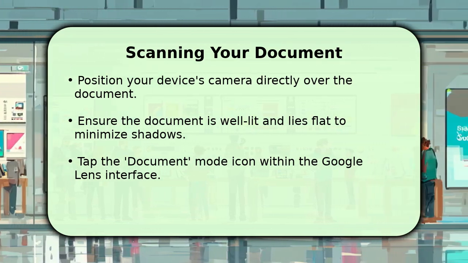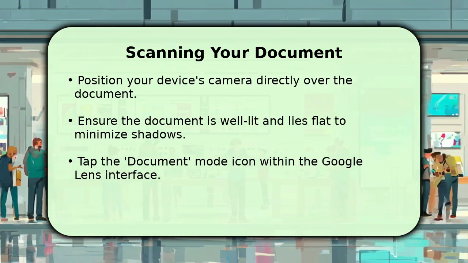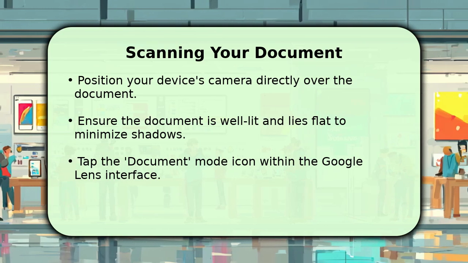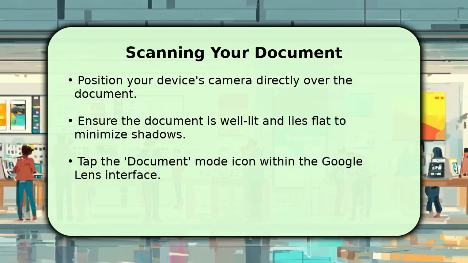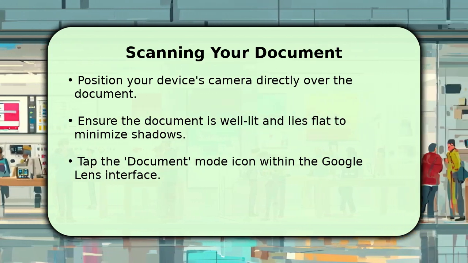Carefully tap the document mode icon, usually located at the bottom of your screen, to optimize the scanning process. This setting helps Google Lens intelligently identify the document's edges and text, preparing it for an accurate capture.